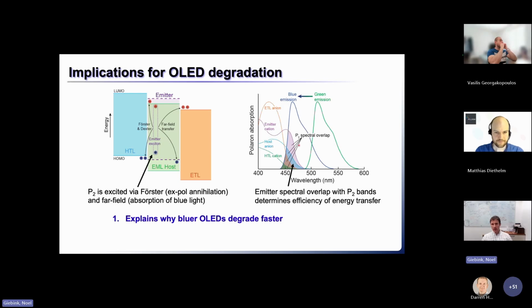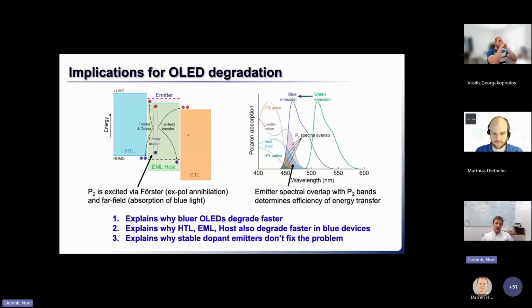So this provides maybe one additional explanation for why blue OLEDs degrade faster, because you're increasing the spectral overlap with the P2 anion-cation transitions. It also explains why molecules elsewhere in the device that are ostensibly far from all the action also degrade faster in blue OLEDs. And it explains why stable dopant emitters don't fix the problem, because even if you've got a rock-solid emitter, you haven't fixed the instability issue for all the rest of the molecules in your device.